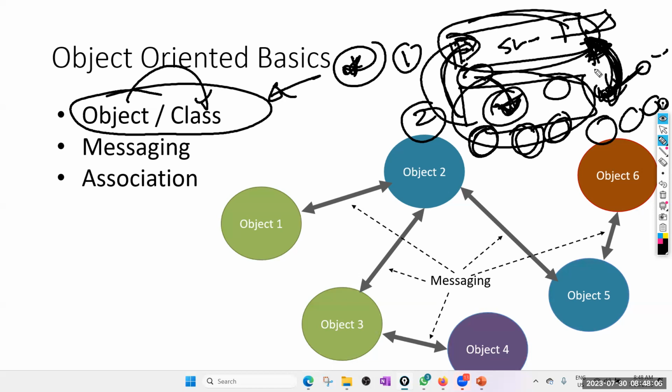All the payments, payment class. All the students, student class. Right? All the accounts, account class, and so on. Okay, so that is what class and object is.